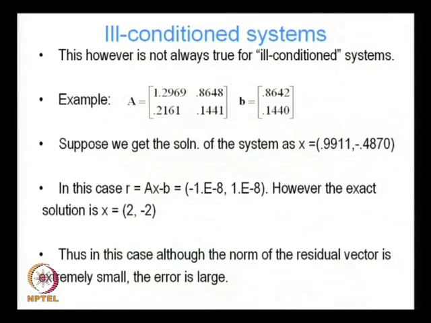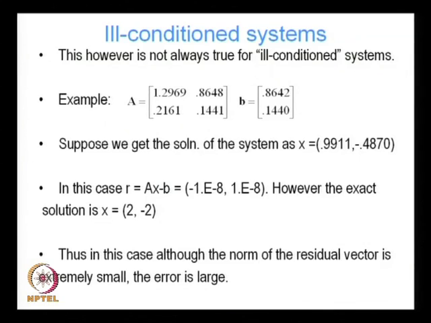However, this is not always true for ill-conditioned systems. Let us consider the system with a coefficient matrix A given by the matrix in square brackets there, and b by the column vector given there. Suppose we get the solution of this system as x = (0.9911, -0.4870). In this case, r = Ax - b is given by (-1e-8, 1e-8). So, the residual is very small.